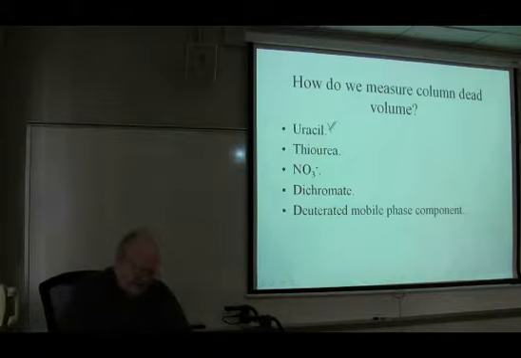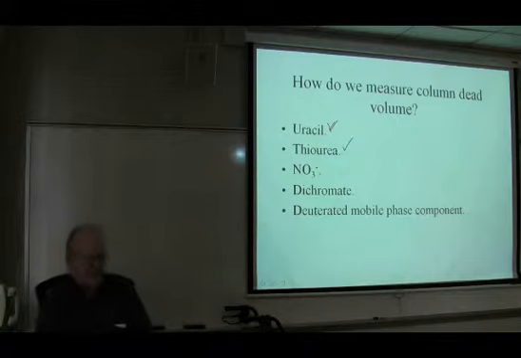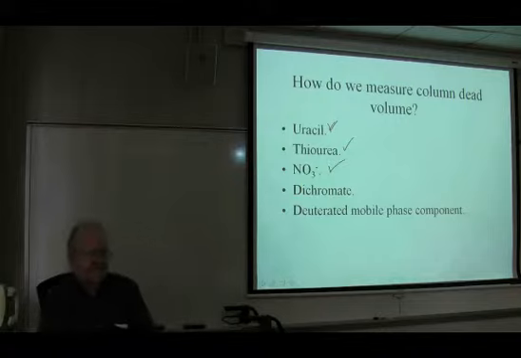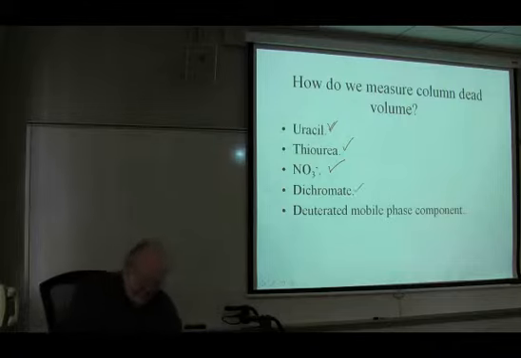But molecules like uracil and thiourea are very nicely UV active, so you can inject a small amount. However, if you vary the mobile phase composition, you will see small changes in the retention of these species. Something that's less retained is something like nitrate. Nitrate gives a beautiful UV signal at low concentration. So does dichromate.